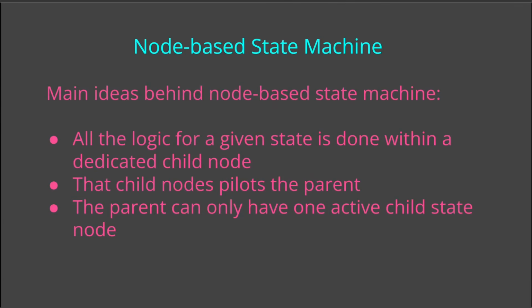Basically, all of the logic for a given state is done within the script of a dedicated child node. And that child node pilots the parent and updates its attributes. So the parent doesn't need to know about its state, and it doesn't need to do any sort of logic there. And the last condition is that the parent can only have one active state node at a time.